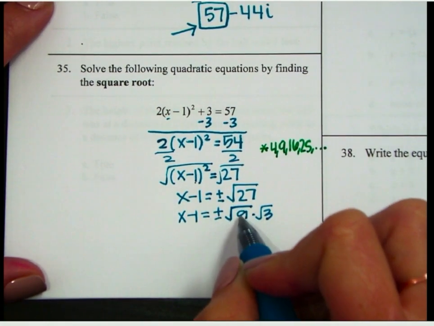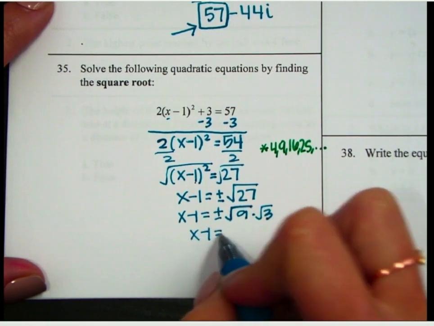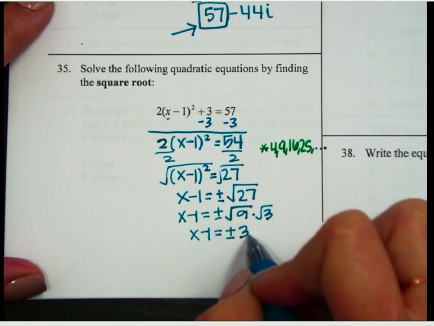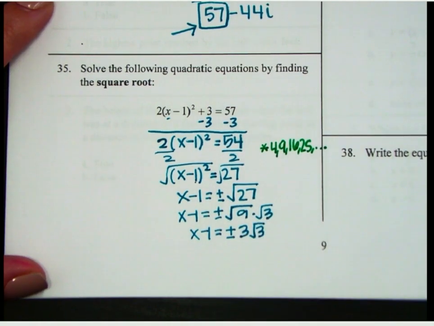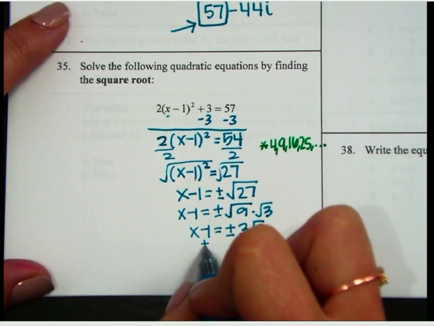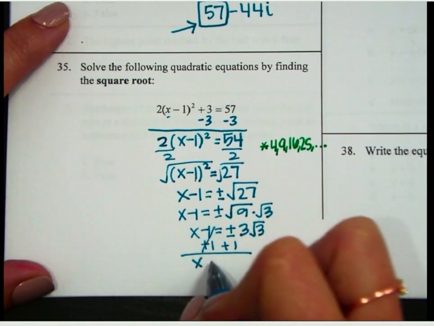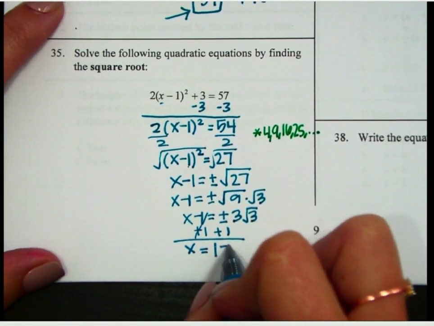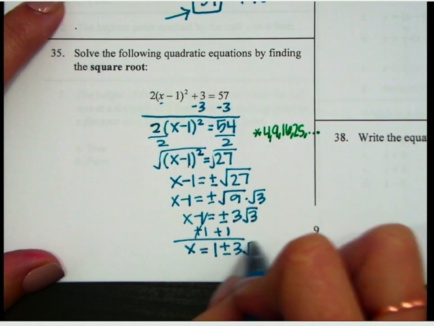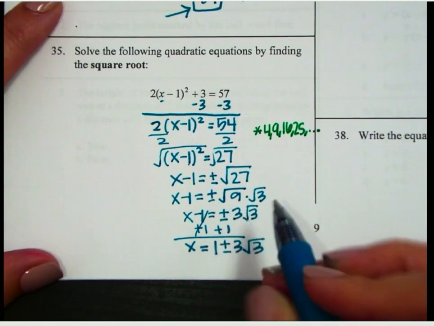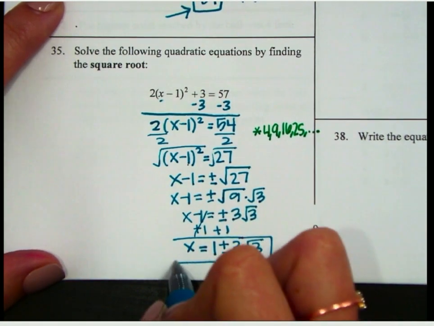So then the square root of 9 simplifies to give us 3. And then square root 3 stays because that can't be simplified. Last step is to move the 1 over to the other side to get x by itself. So x is equal to 1 plus or minus 3 square root 3. You do not combine the 1 with this part here, you just leave it out in front.